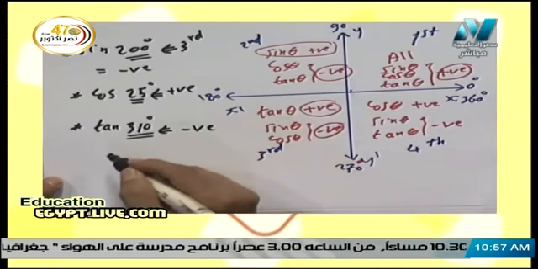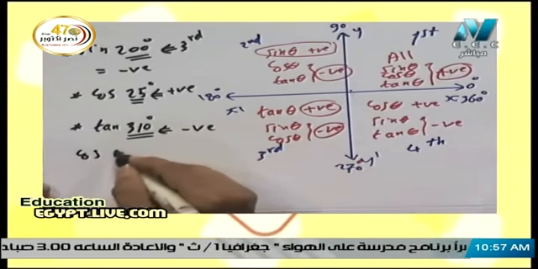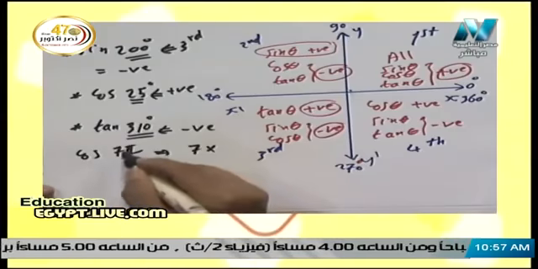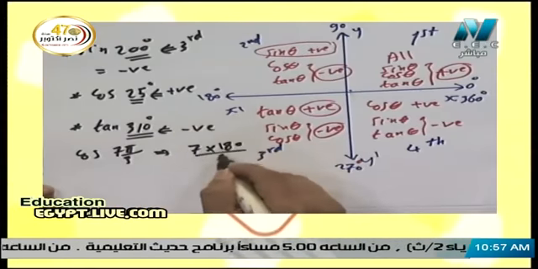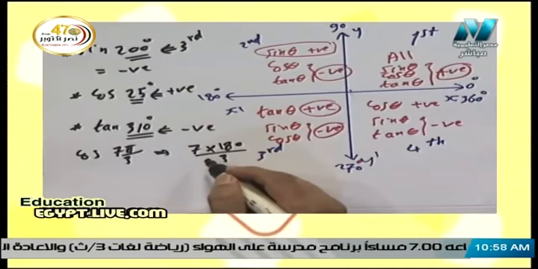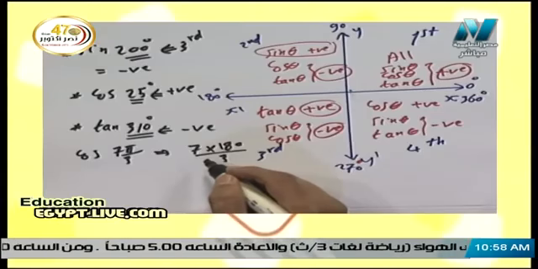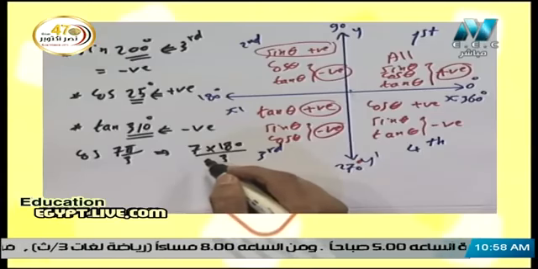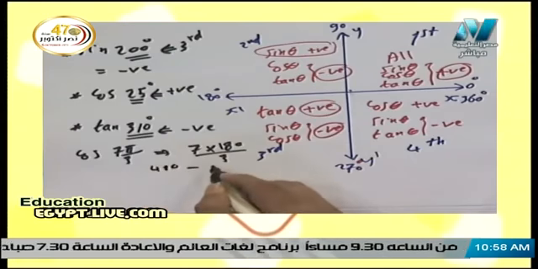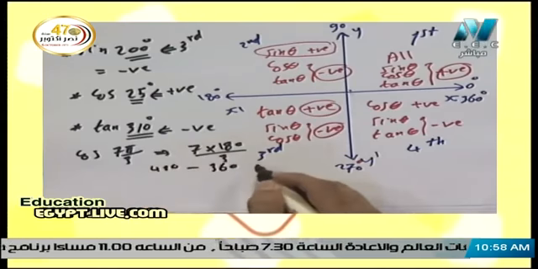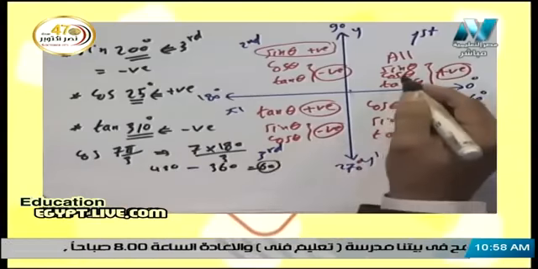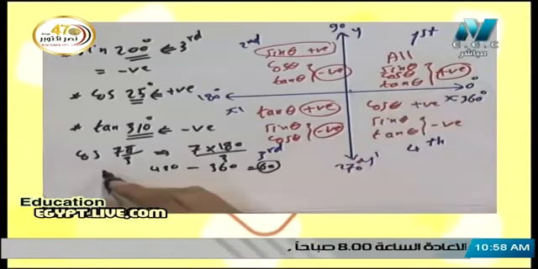Someone asked about cosine 7 pi over 3. We know that 7 pi, 7 multiplied by pi, which is 180, over 3, and this is in its simplest form. This is 7 pi over 3, which is 420 degrees. If we subtract 360 from it, one turn, it will be 60. So 60 lies in the first quadrant, and of course its cosine will be positive.